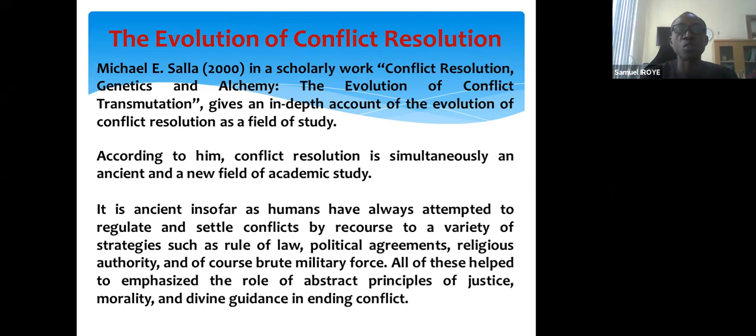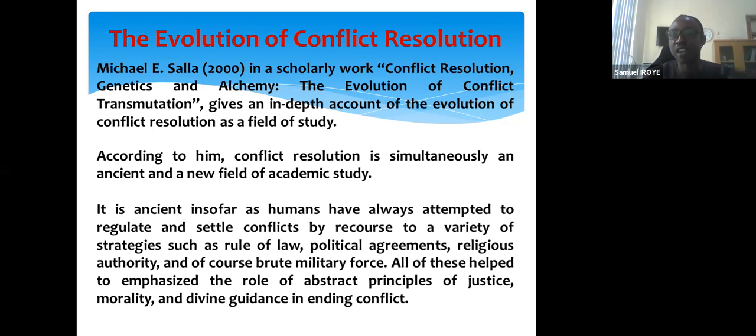The work is titled Conflict Resolution, Genetics and Alchemy. The Evolution of Conflict Transmutation gives an in-depth account of the evolution of conflict resolution as a field of study. Michael Salla has been able to establish certain theories that deal with the evolution of conflict transmutation. That's what he called his work, The Evolution of Conflict Transmutation. According to him, conflict resolution is simultaneously an ancient and a new field of academic study.